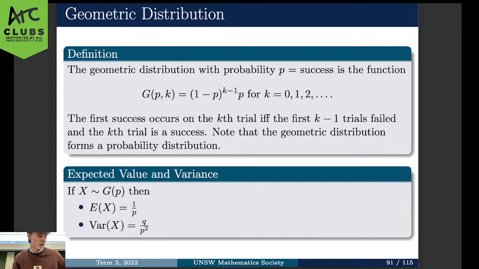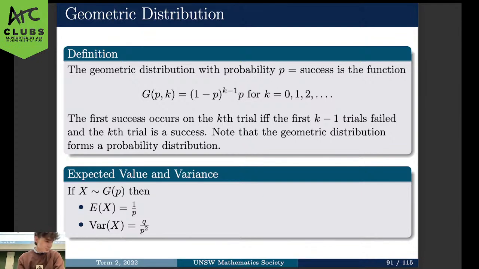Another discrete distribution from Bernoulli processes is the geometric distribution. So whereas the binomial distribution modeled, if we have n total trials, we have k successes, the geometric distribution models the number of trials it takes before our first success. So in this case, with a probability p of success, it takes k trials before our first success. And we can show that the expected value would be 1 on p, and the variance would be q on p squared.